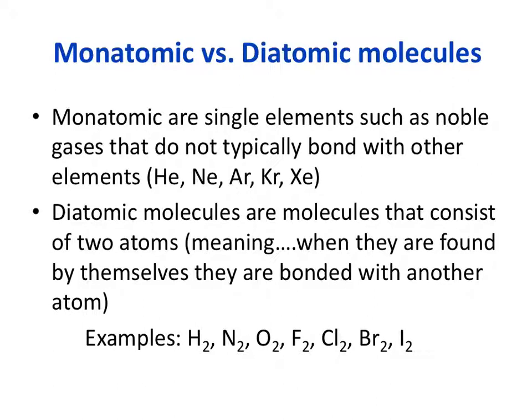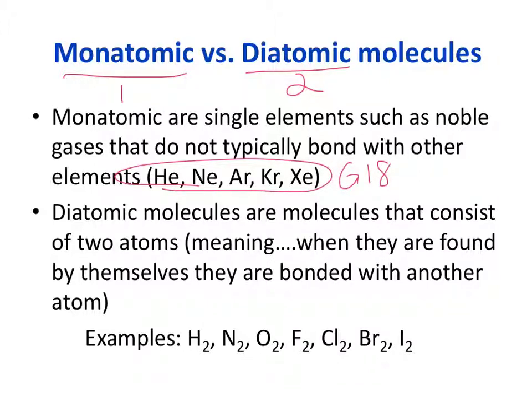Alright, monatomic versus diatomic. You've heard the term monatomic already. Monatomic means 1, diatomic means 2. So monatomic are just single elements. These are noble gases. These are ones that typically don't react with any other elements. And that is, remember, group 18 on your periodic table.